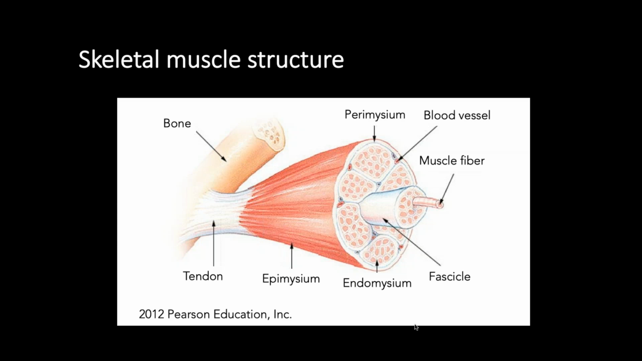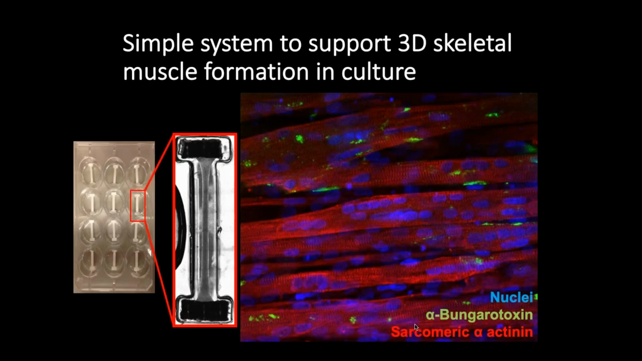microtissues in a dish. So this is one example of a system that we use to reform human skeletal muscle tissues in a dish. This is not a system that we developed. It was developed in the early 1980s by others, but it's a very simple approach and really highlights a minimalistic approach to reform human skeletal muscle tissues in a dish.